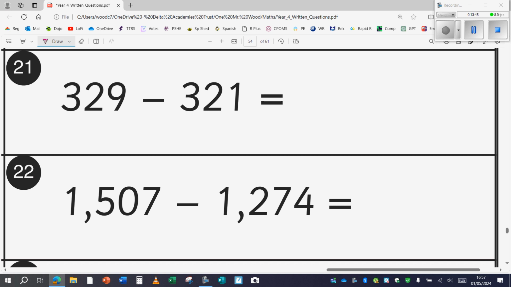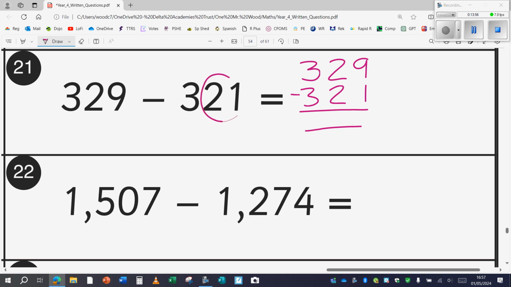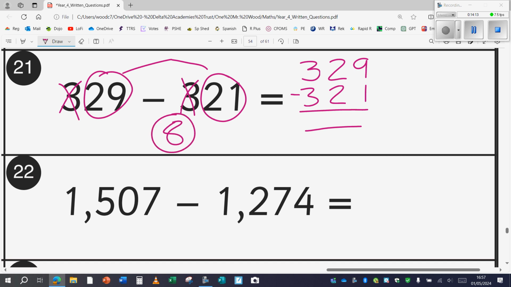Now this one is column subtraction. Now again, I think a lot of the children will still just set this up as a column subtraction, and they can do that to check if they want to. But what they should realize here is that 321 is incredibly close to 329. So ignoring the 3's, I'm just doing 29, take away 21. The best way to do that one is just to count up from 21 to 29 to get your answer there of 8. But let's show it in the way that they've probably worked it out.